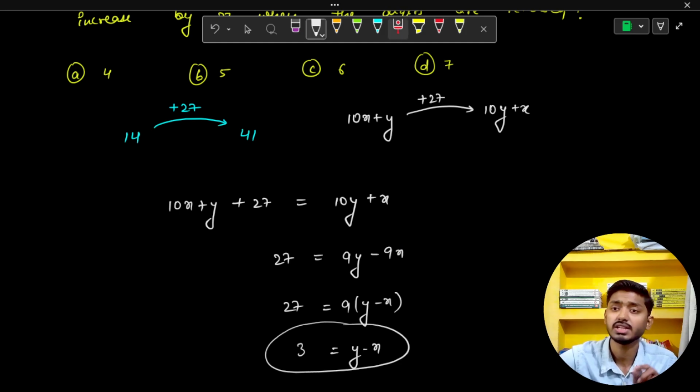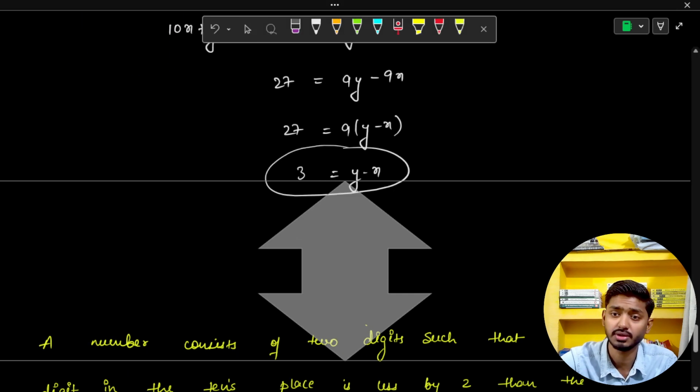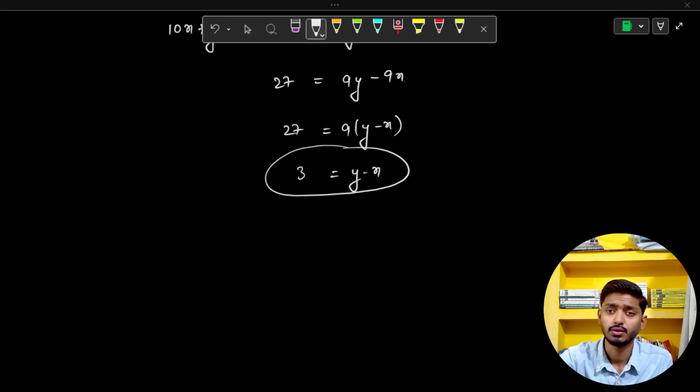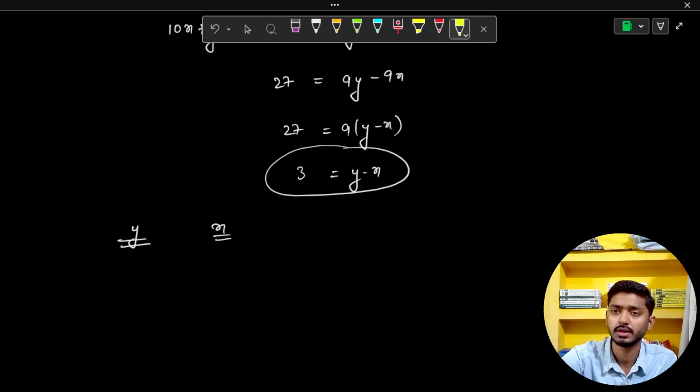Now, as we know that x and y are digits of a number, the values of x and y would start from 0 all the way up to 9. So we'll take all the possible values of y and x within the given range. We'll write x, y over here. What can be the possible values of y and x? That would be 3, 0, 4, 1, 5, 2, 6, 3.